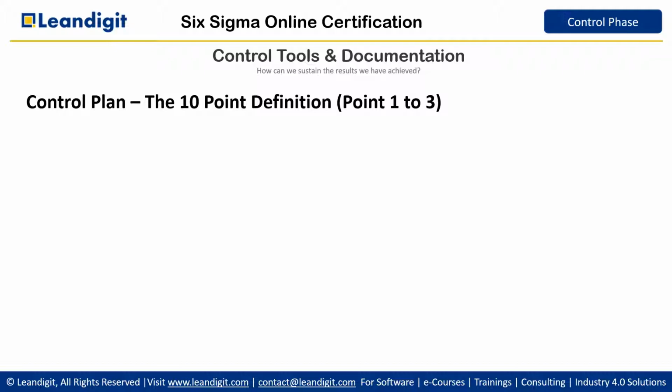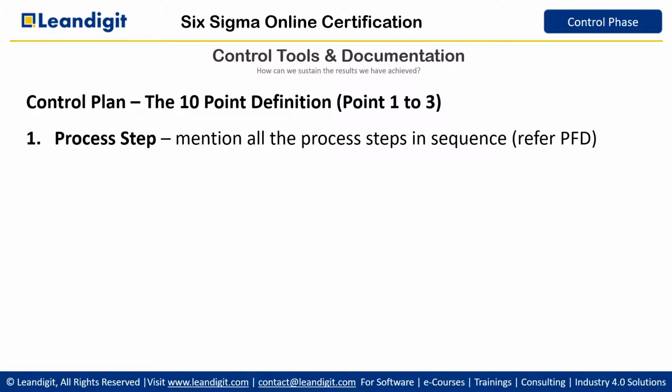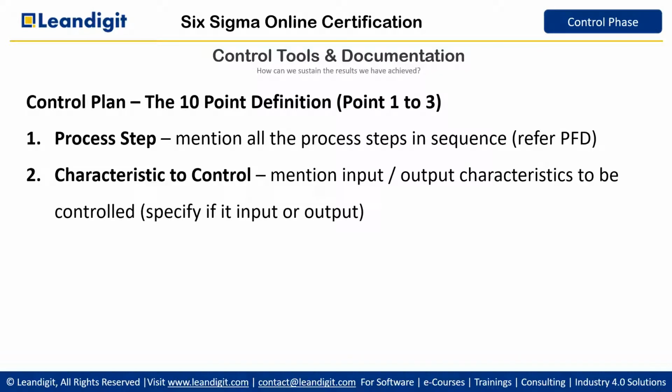We will understand the control plan by its 10-point definition, one by one. First, let us understand points number 1 to 3 of the definition. Point number 1 is the process step. We should mention the specific process step for which we are trying to define the control plan. It is wise to link it to the process flow diagrams which we understood in the previous videos.